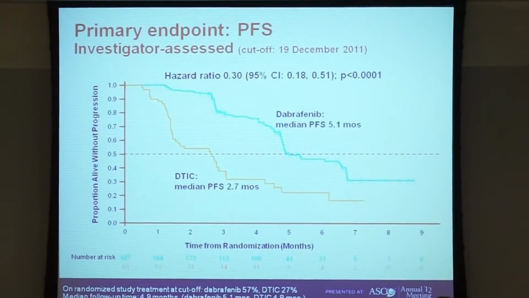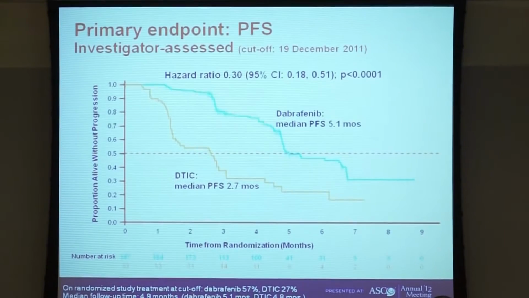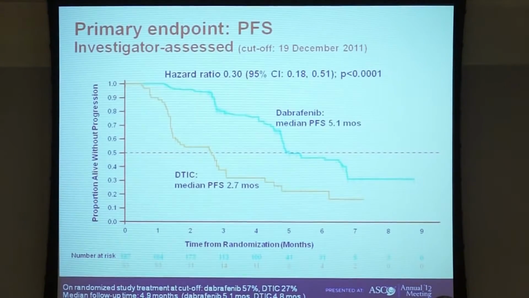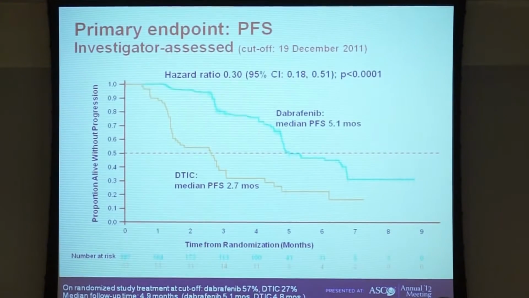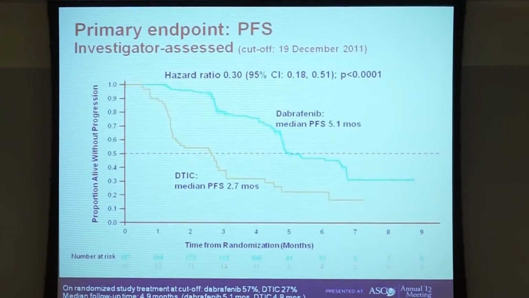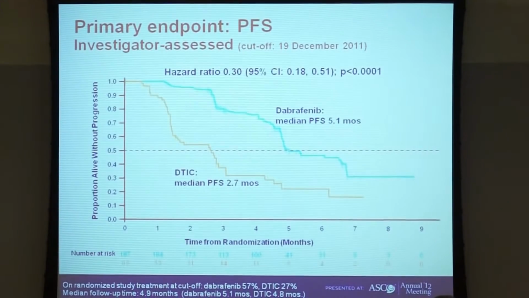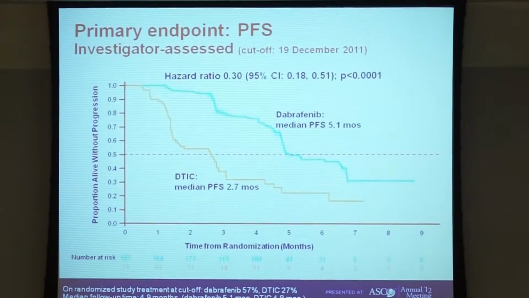The trial of dabrafenib came along about 6 months to a year later, with really the exact same design. With DTIC, you see the curve falls off pretty quickly. The progression-free survival with dabrafenib is similarly 5 to 6 months.